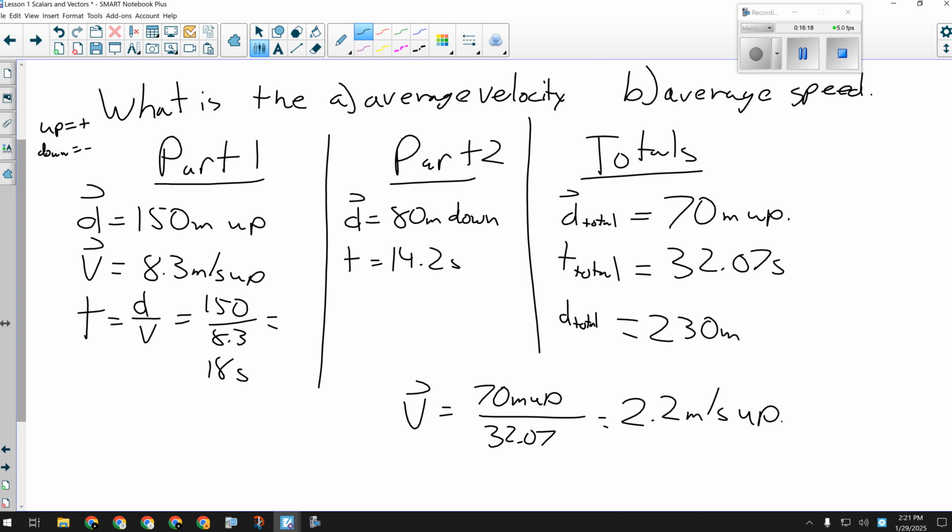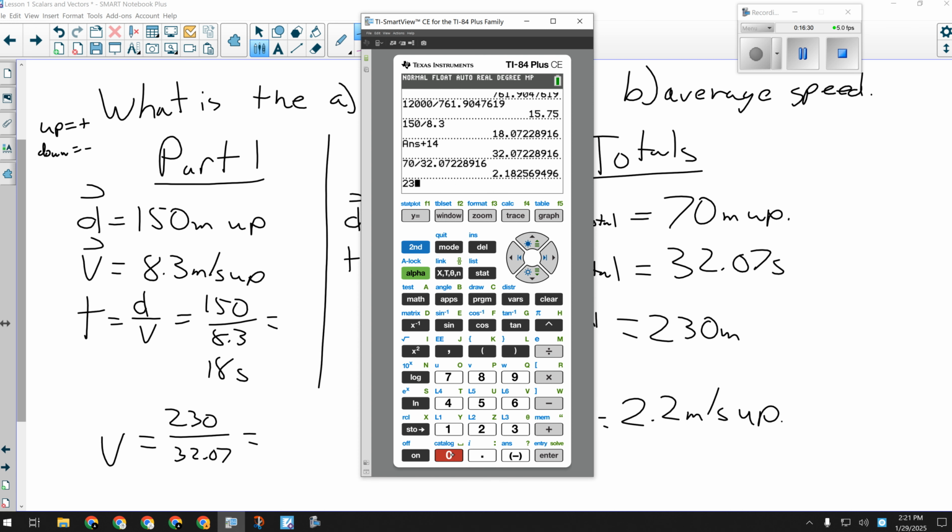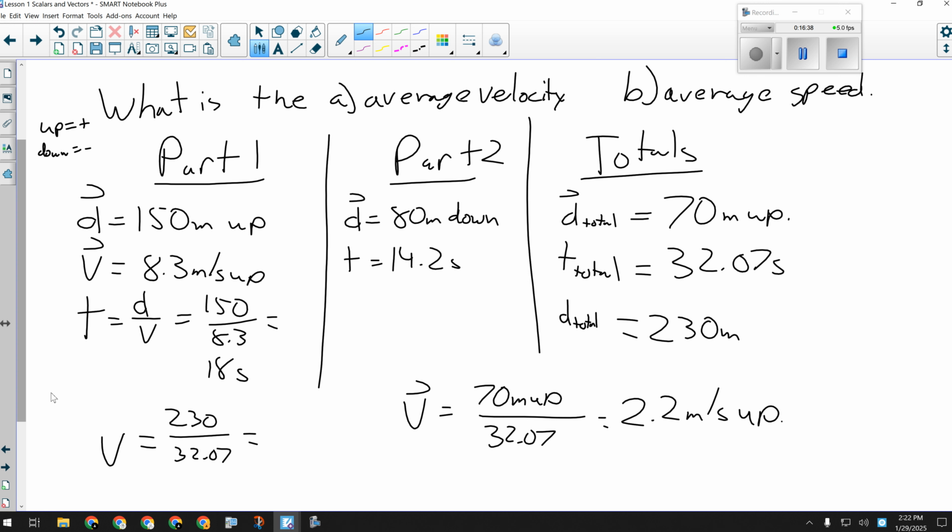To get my average speed, total distance divided by total time. Now it's 230 divided by the 32.07. All right, and so for that, we're looking at 7.2 meters per second.